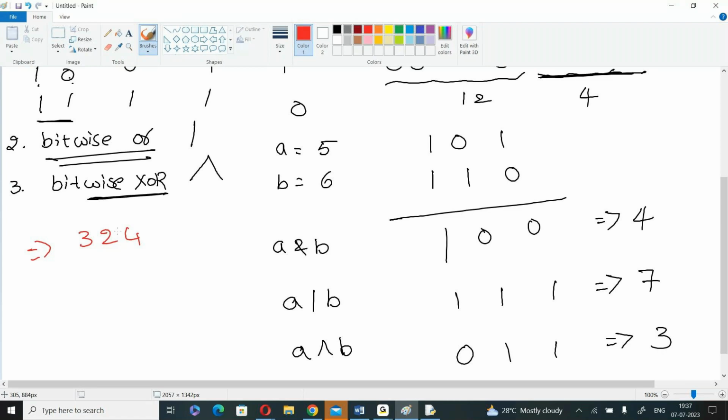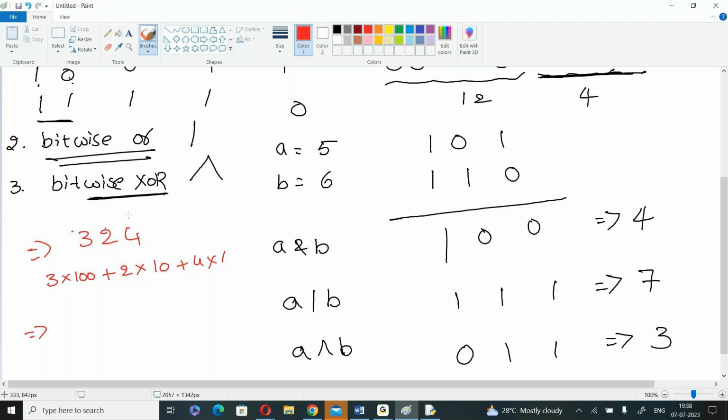Generally, this is a decimal number. Decimal number means base 10. We know that one. This is the unit position. This is the tens place. This is the hundred place. Originally, this one. Yes or no? 3 into 100 plus 2 into 10 plus 4 into 1. Yes or no? This is the original mathematical calculation.